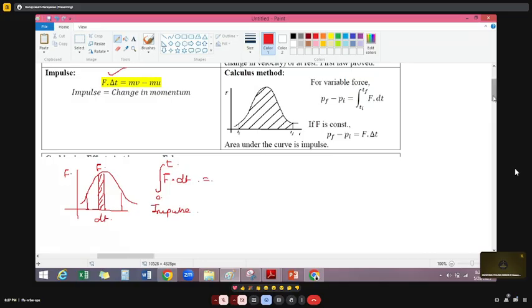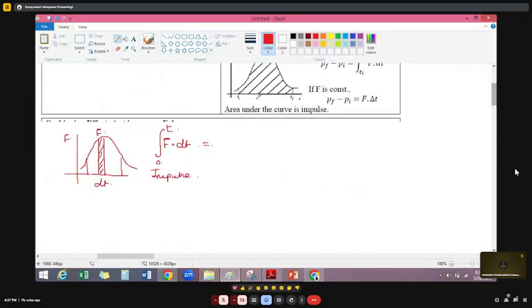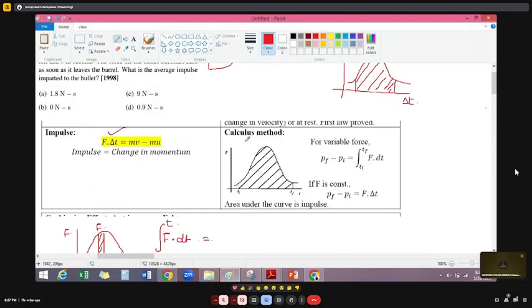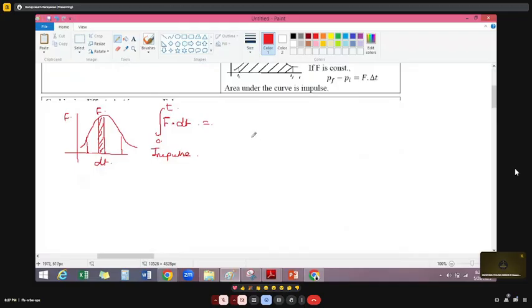F is a function of time. So that means you see 600 minus 2 into 10 power 5 t. Unfortunately, if I put it over here, I'm not able to see the upper part. 600 minus 2 into 10 power 5 into t.